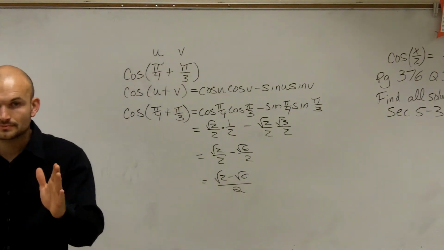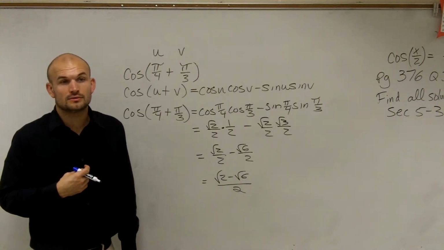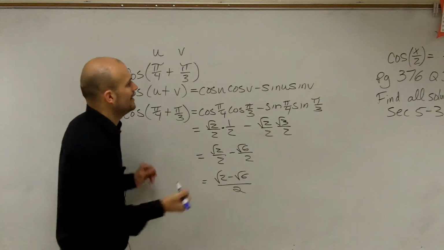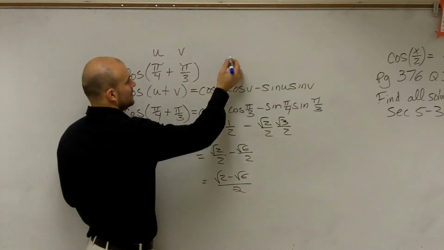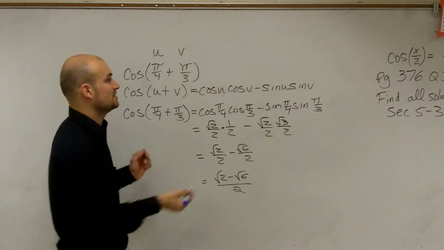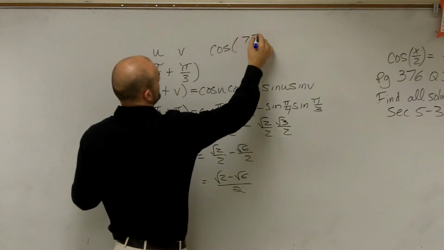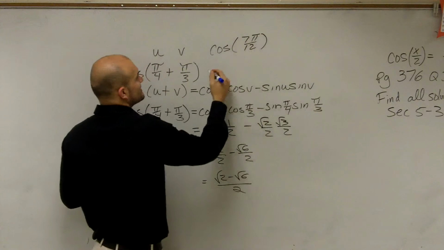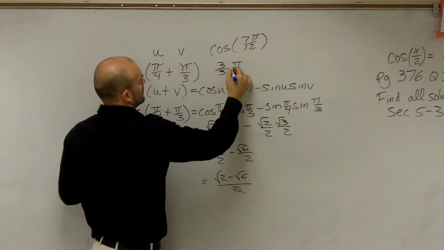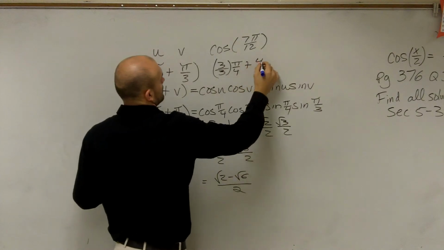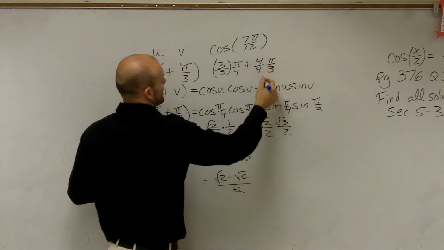Okay, how did you get the original angle? How did you go from 7 pi over 12? I didn't show it. That question's only asking pi over 4 and pi over 3. But sometimes I might ask you a question of what would be cosine of 7 pi over 12? And what I did is I just added, I got common denominators, and that's how I got it.